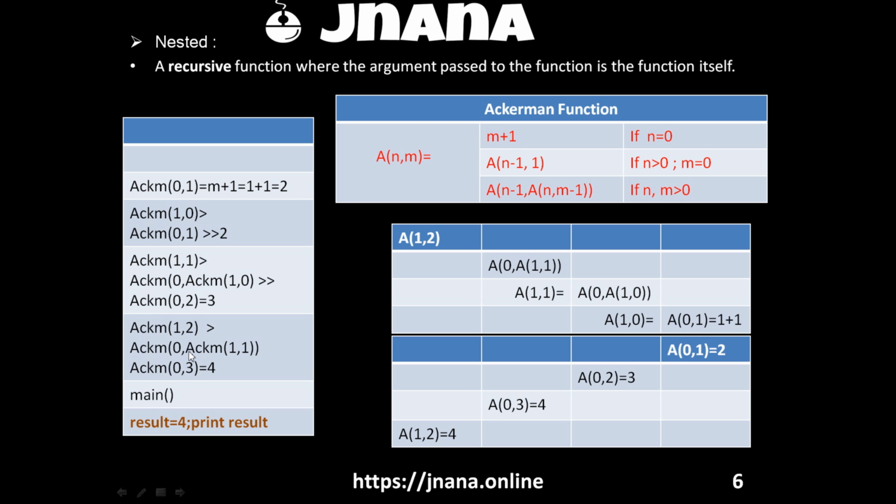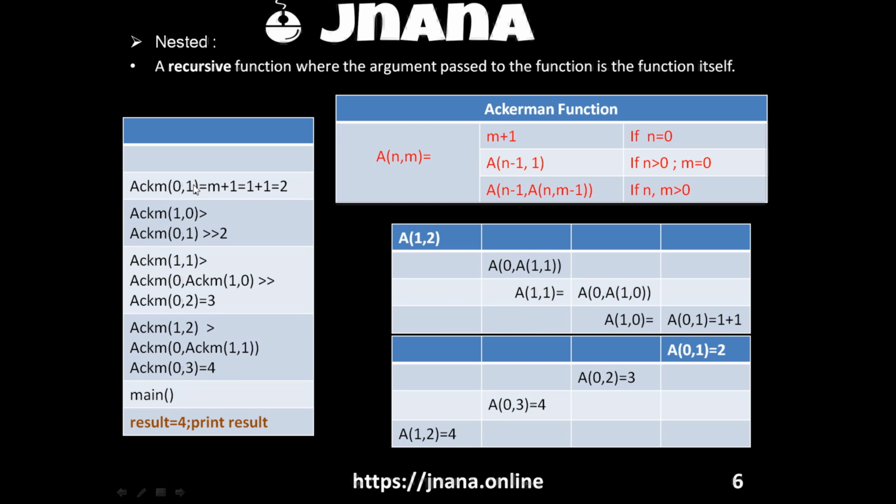Okay, here we have this Ackerman of 1, 1. Now let's see what is Ackerman of 1, 1. Ackerman of 1, 1 is 1 minus 1, 0, and A of 1, 1 minus 1, 0. So Ackerman of 0, Ackerman of 1, 0. So now we want Ackerman of 1, 0. 1, 0 falls in the second category, A of n minus 1, 1. N is 1, 1 minus 1 is 0, and m is 1. So Ackerman of 0, 1.